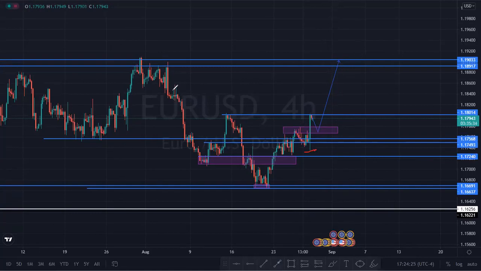And my take profit one will be at this level. Let me show you. My take profit one will be at this level. 18,531 will be my take profit one. Then 19,033 will be my take profit two.